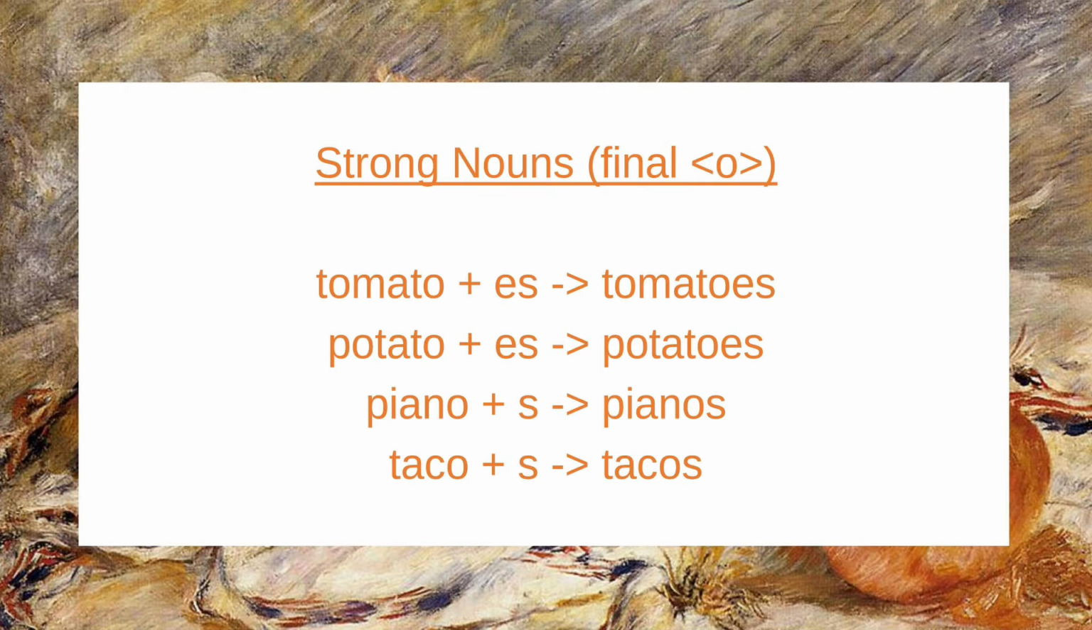Some strong nouns spelled with the final consonant in O take the ES suffix to form the plural. 1 tomato, 2 tomatoes. 1 potato, 2 potatoes. But most strong nouns spelled with the final O take the S suffix in the plural. 1 piano, 2 pianos. 1 taco, 2 tacos. Again, check a dictionary if you are unsure.